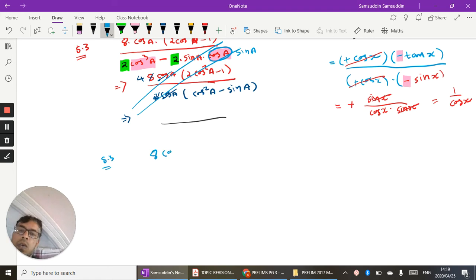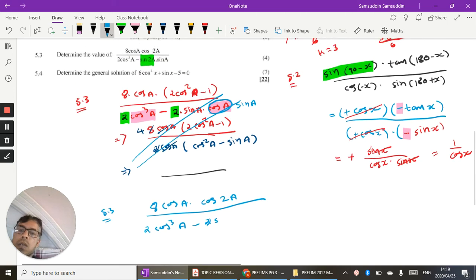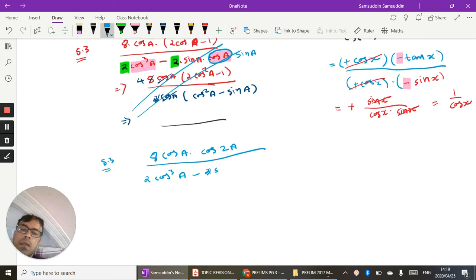8 cosine A cosine 2A divided by 2 cosine cube A minus 2 sine 2A. Check sine 2A and sine A. So method remains the same. 8 is there, cosine A is there, cosine 2A.